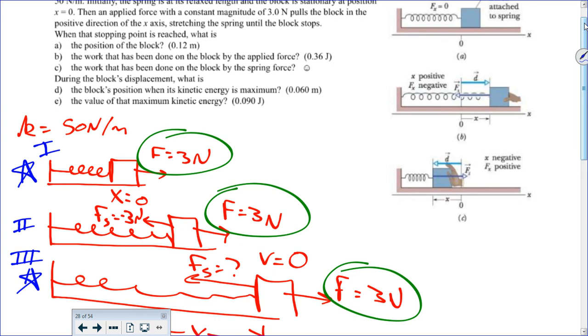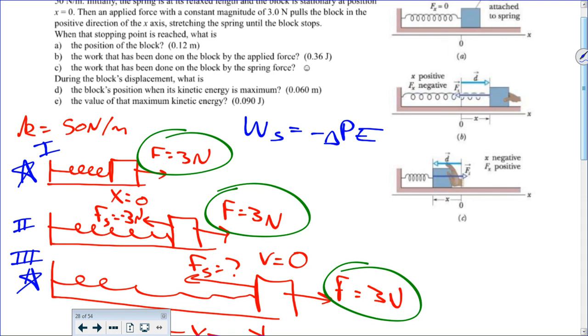The work done by the spring. Well, am I going too quick? Are we good with part B? Okay. Part C, what's the work done by the spring? Well, the work done by the spring should be equal to the opposite of the change in potential energy, right? So we gained 0.36 joules of potential energy, so the spring must have done negative 0.36 joules of work. Follow?